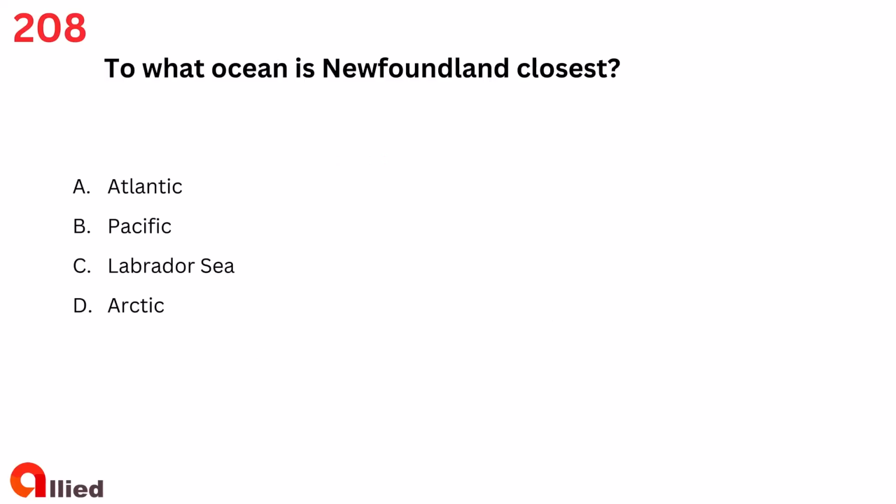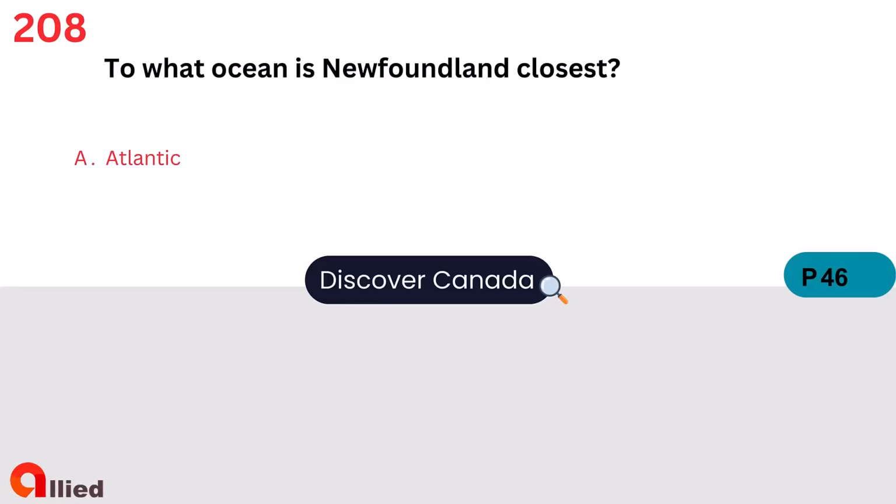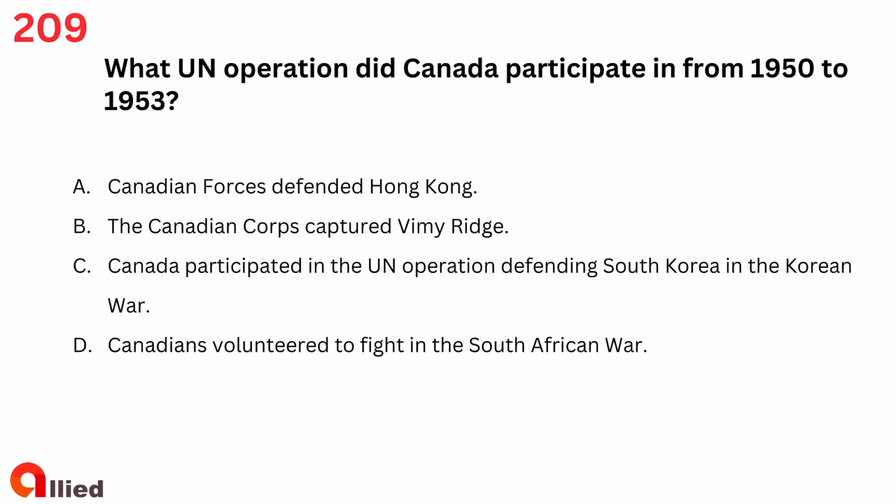Question 208. To what ocean is Newfoundland closest? A. Atlantic. B. Pacific. C. Labrador Sea. D. Arctic. The answer is A. Atlantic. Question 209. What UN operation did Canada participate in from 1950 to 1953?